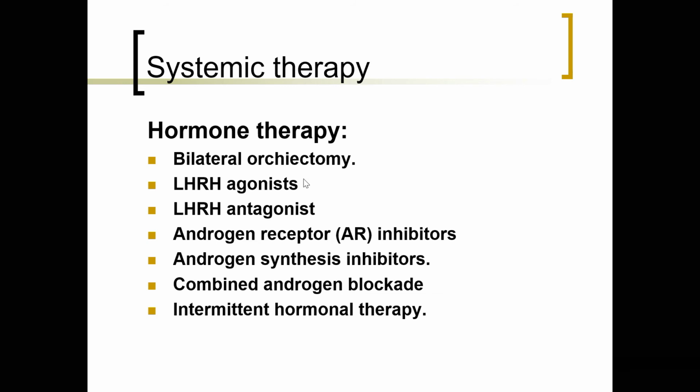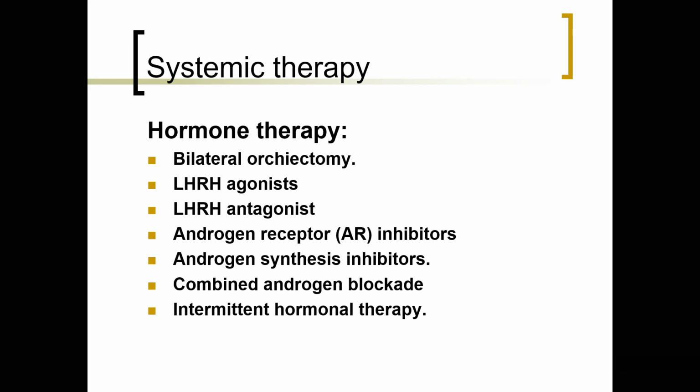Next, LHRH agonists. LHRH stands for luteinizing hormone releasing hormone. This medication prevents the testicles from receiving messages sent by the body to make testosterone. By blocking these signals, LHRH agonists reduce a man's testosterone level just as well as removing his testicles. Unlike orchiectomy, the effects of LHRH agonists are often reversible, so testosterone production usually begins again once treatment stops. However, testosterone recovery can take from 6 months up to 24 months, and for a small number of patients, testosterone production doesn't return at all.